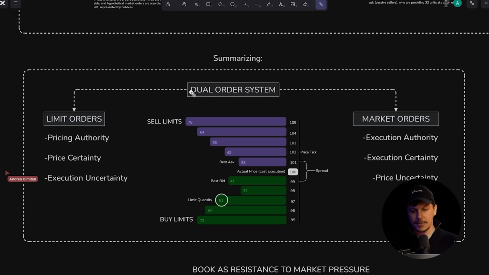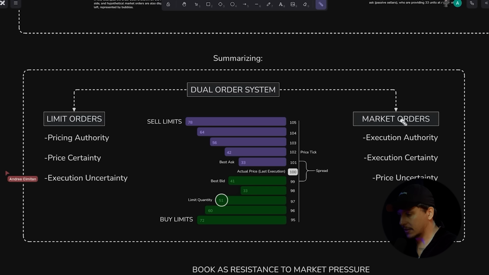To summarize, we have two forces that have different features. We start with the passive forces, the limit orders, that have pricing authority and price certainty, because they choose the level where they want to be filled, but they experience execution uncertainty. They don't have the guarantee to be filled, because to be filled, someone else needs to accept this level.